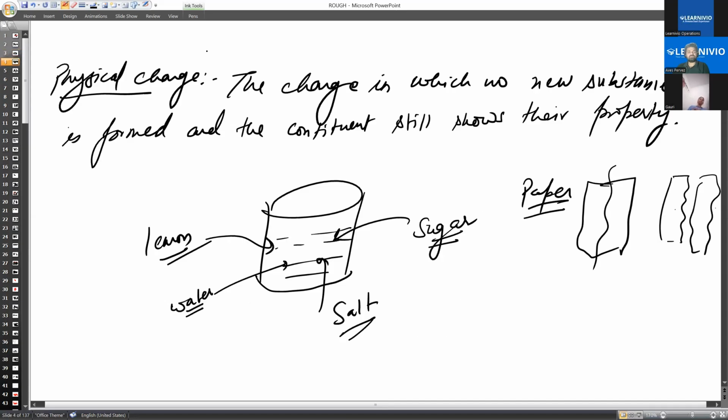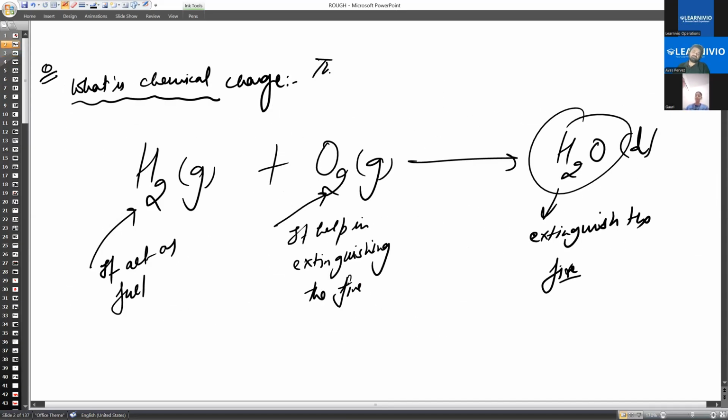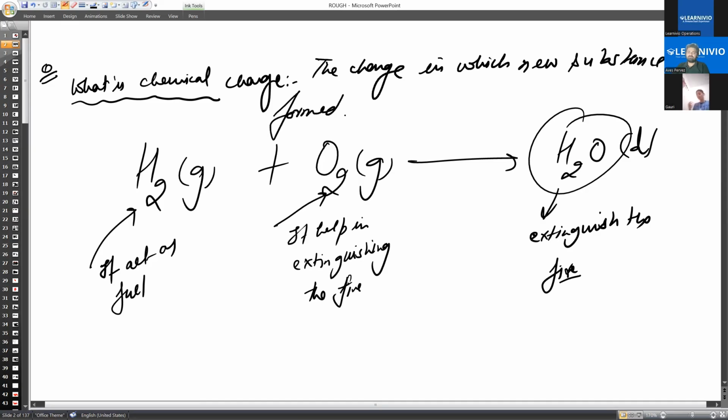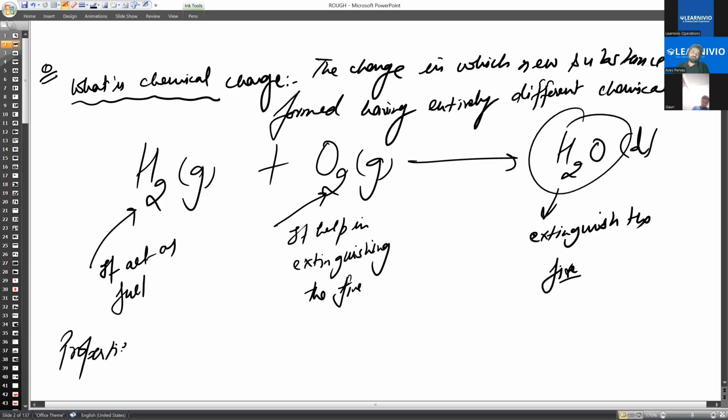Chemical change. First, write down the definition. The change in which new substance is formed with different chemical properties from its constituent. So from here, you have to start writing this one.